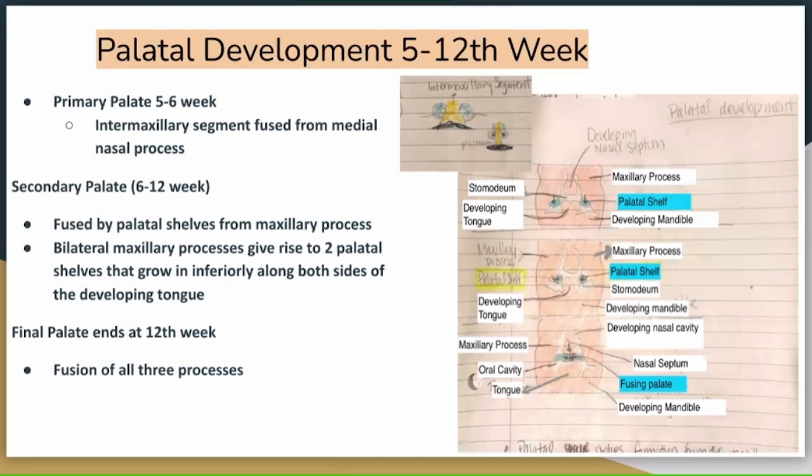Here we have the palatal development during weeks 5 to 12. During weeks 5 to 6, we see the primary palate, which includes the intermaxillary segment that fuses with the medial nasal process. During weeks 6 to 12, we have the secondary palate, which fuses the palatal shelves from the maxillary process. The bilateral maxillary processes give rise to the palatal shelves that grow inferiorly along both sides of the developing tongue, and the final palate is formed during week 12.